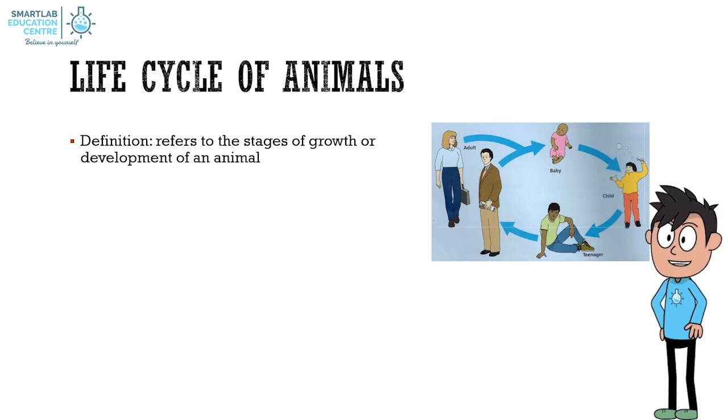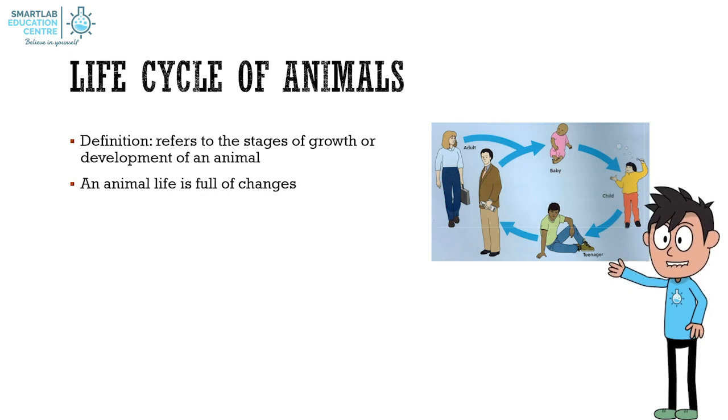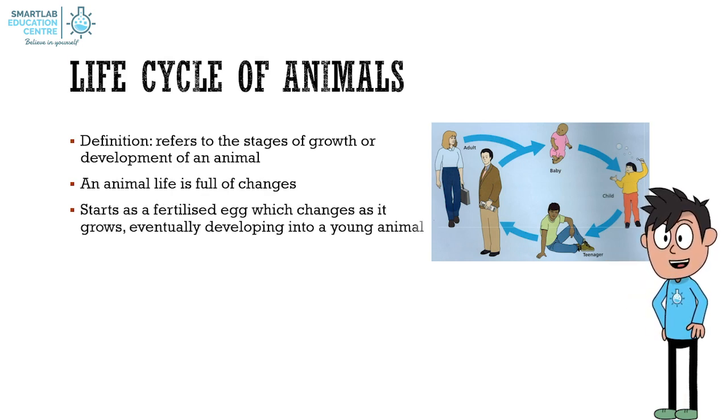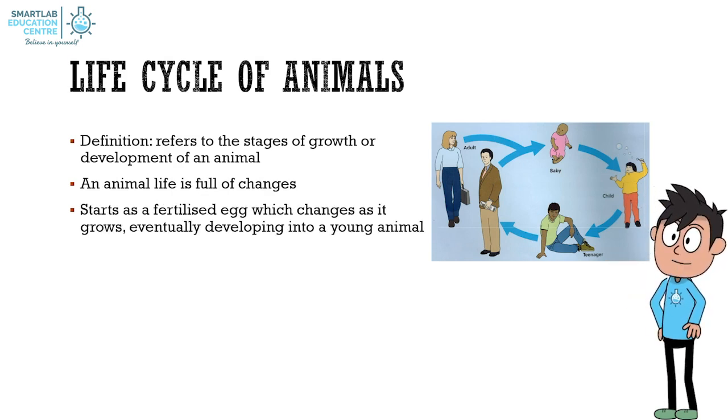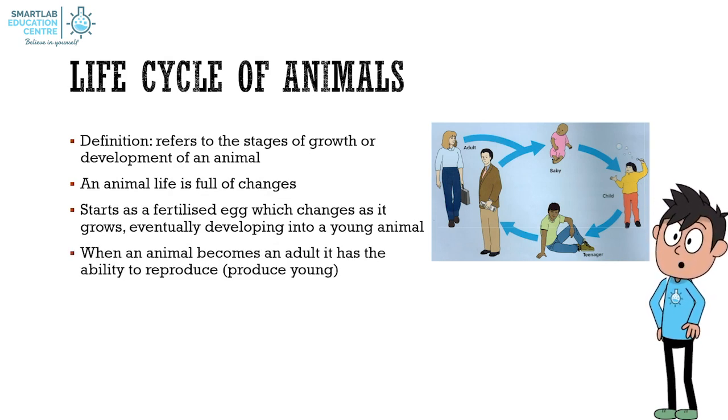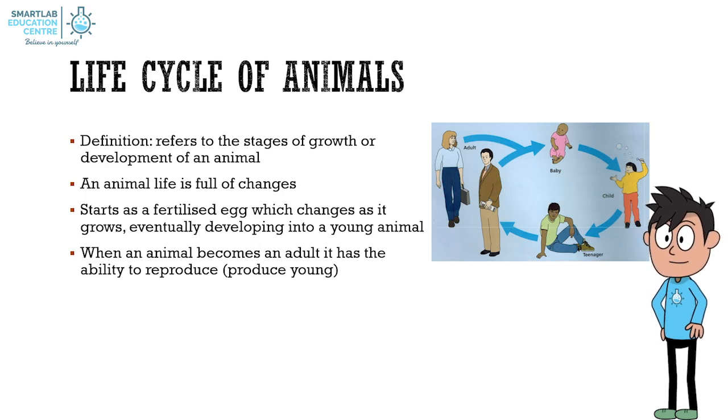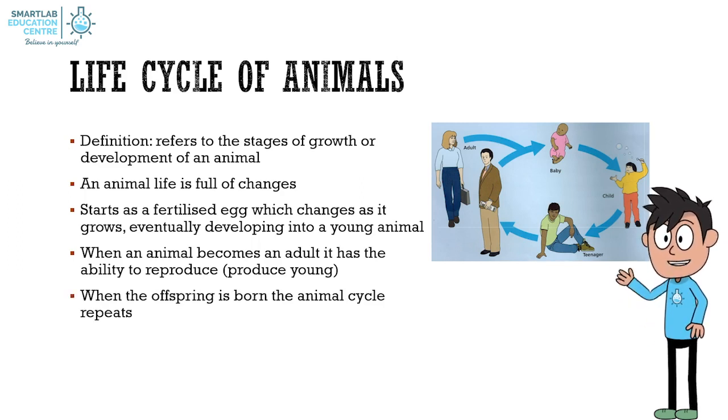Definition: the life cycle refers to the stages of growth or development of an animal. An animal's life is full of changes. It starts as a fertilized egg, which changes as it grows, eventually developing into a young animal. When the animal becomes an adult, it has the ability to produce young. When the offspring is born, the animal cycle repeats.